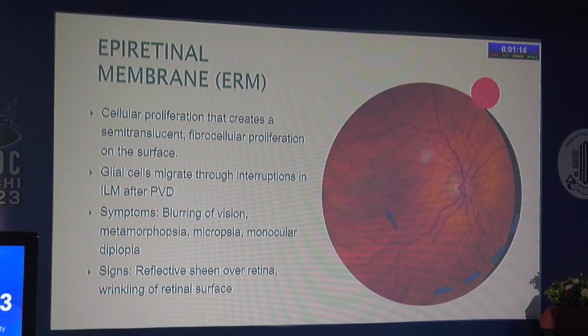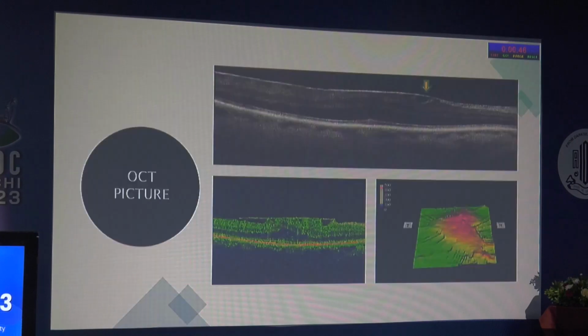The last is epiretinal membrane. It is basically cellular proliferation that creates a semi-translucent fibrocellular proliferation over the surface of the retina. It happens because during the PVD there are breaks in the ILM, and through those breaks glial cells migrate and form this membrane. Symptoms are blurring of vision, metamorphopsia, micropsia, and even monocular diplopia can be there. Clinically, we can see a reflective membrane over the retina, and wrinkling of the retinal surface can be seen.